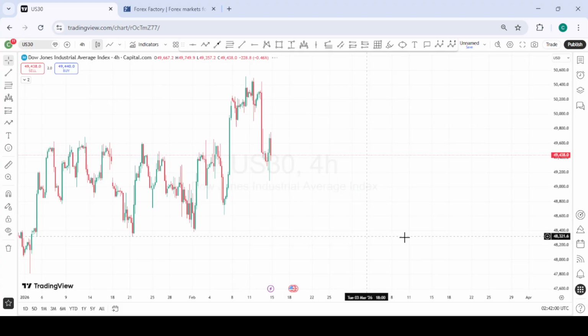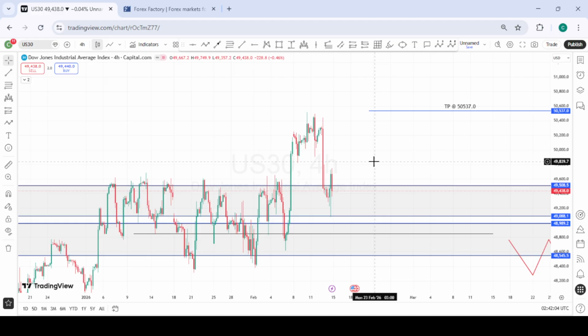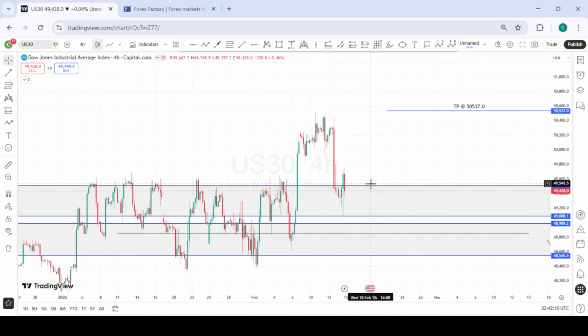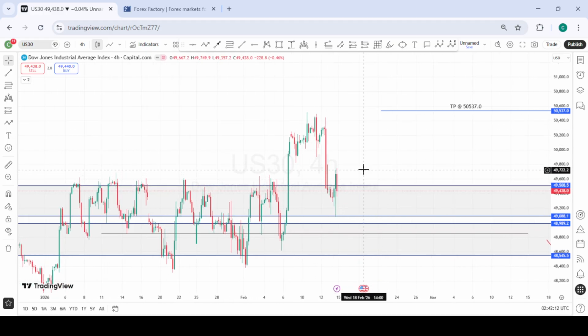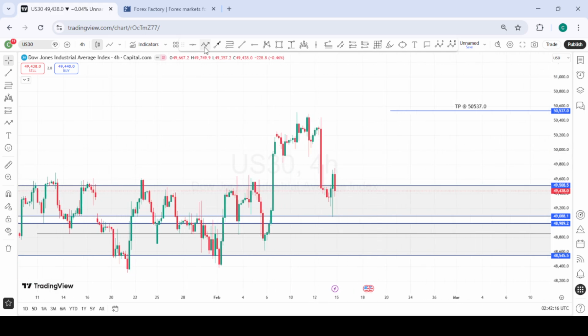This is US 30. US 30 is giving us a very nice bullish movement. So currently price has pulled back to this very first area of interest. So we're going to wait patiently to see if we are going to get clean bullish opportunities from this zone. If we get an inverted head and shoulder, a double bottom, or any nice momentum from here, we'll be glad to take our buys from this very first zone to the target we have above here.